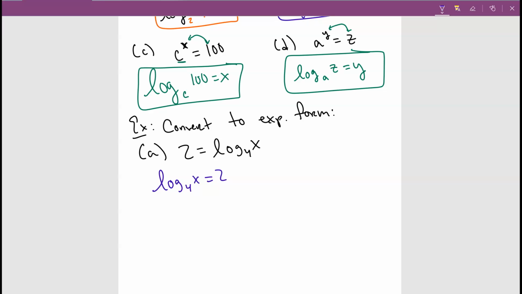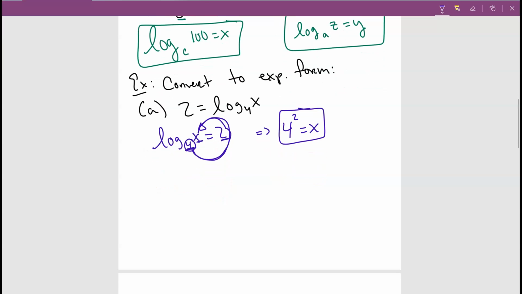So the way that I usually remember this is that I always start with the 4. And then what I do, I kind of loop around. I do this little thing. So what I say is 4 to the power of 2 is equal to x. Okay, so this is going to be 4 to the power of 2 equals x. Okay, and that is my answer. You don't need to solve it. Let's just do it like that.